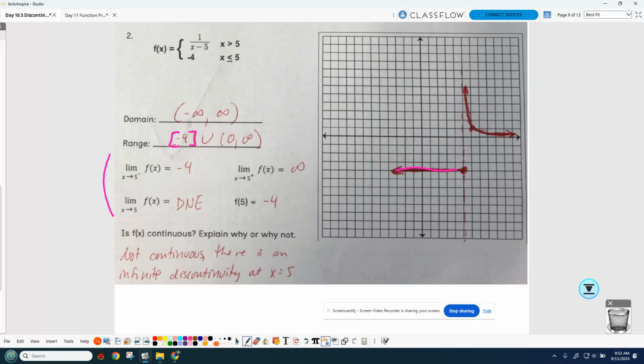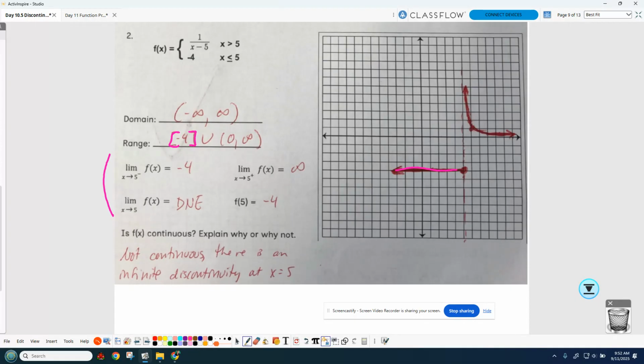Tim, why is it round? Because 1 over x minus 5 never hits 0. It gets super, super, super close, but never hits it. So it's not, sorry, Holiday. No, never mind, sorry. I'm getting mixed up.